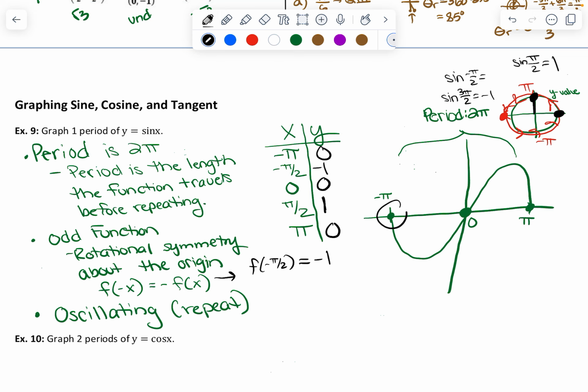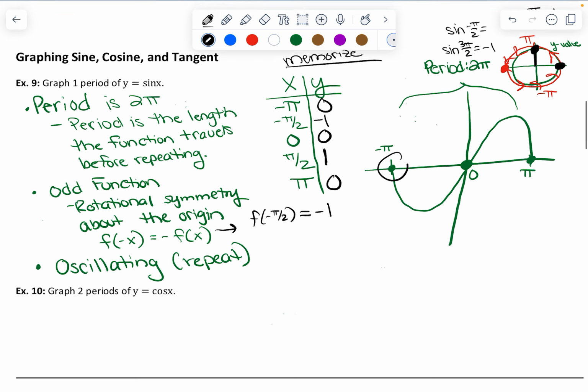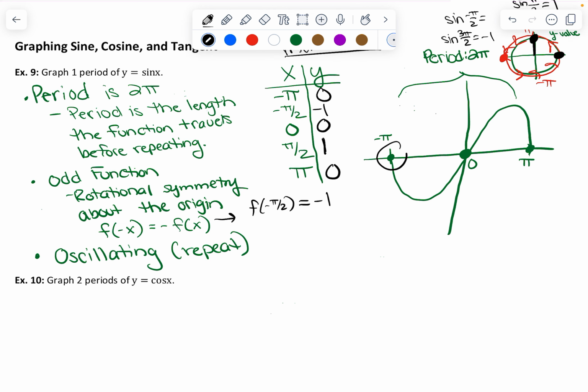So this table you need to memorize, because you will be using it for trig transformations in the next unit. The domain for sine is all real numbers. And then the range is it's oscillating between negative 1 and positive 1 inclusive.